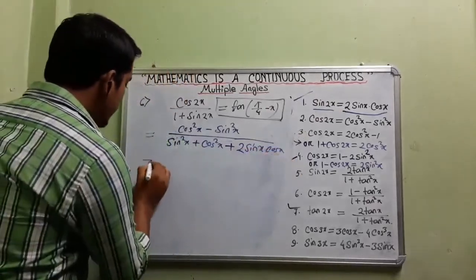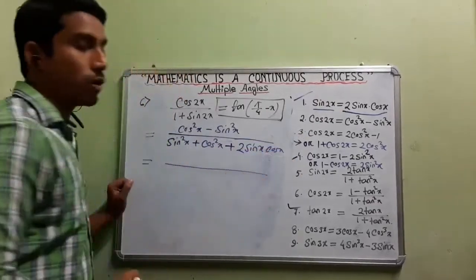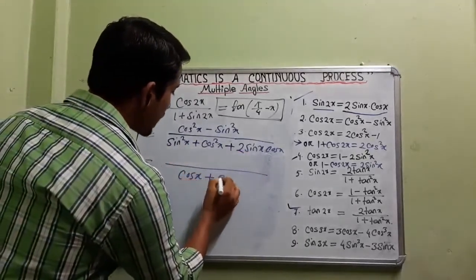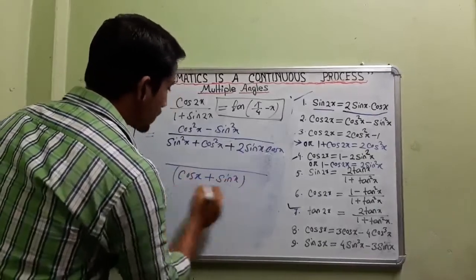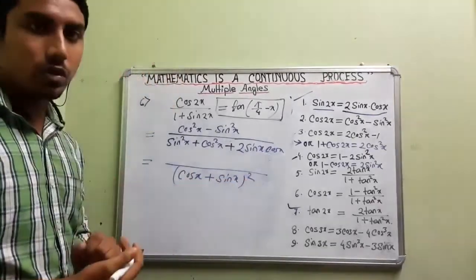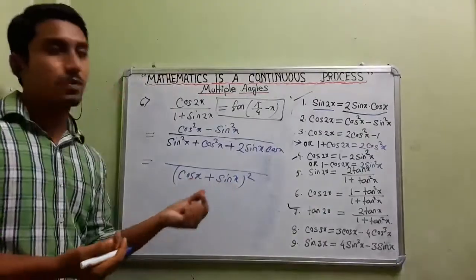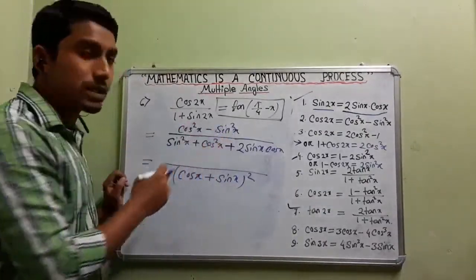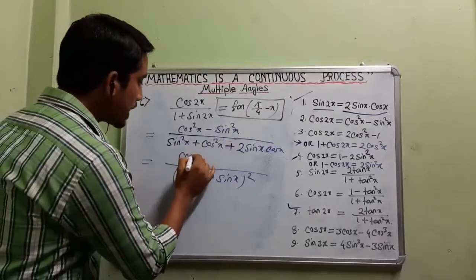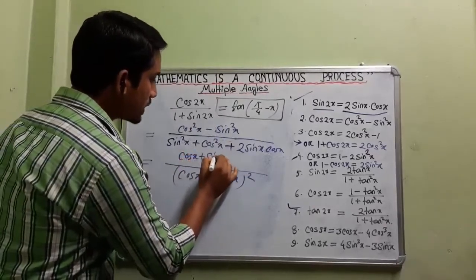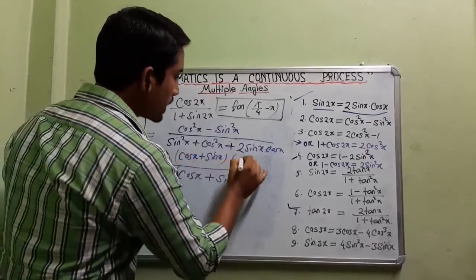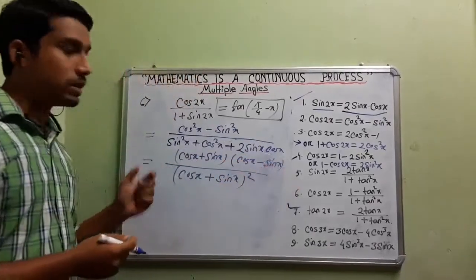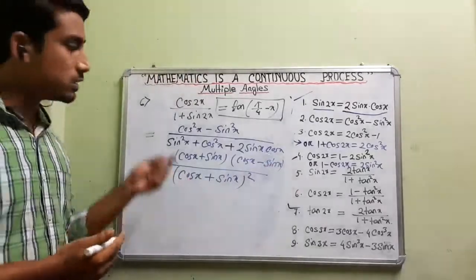Now in the denominator you can see this is a whole square formula. That means this is the whole square of what? Cos x plus sin x whole square. I could have written sin x plus cos x whole square also, but we'll need this one, cos x plus sin x, because something will happen. You see, in the numerator a square minus b square format is there. That means we'll get a plus b into a minus b: cos x plus sin x into cos x minus sin x. This is there in the numerator. So I broke the formulas in the numerator and denominator.